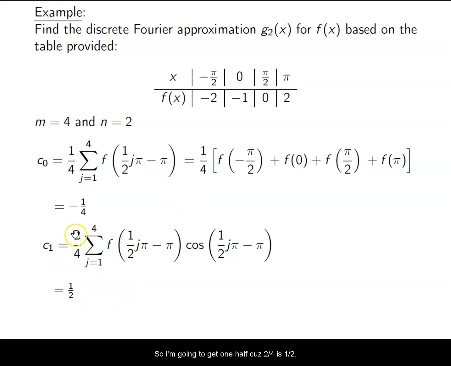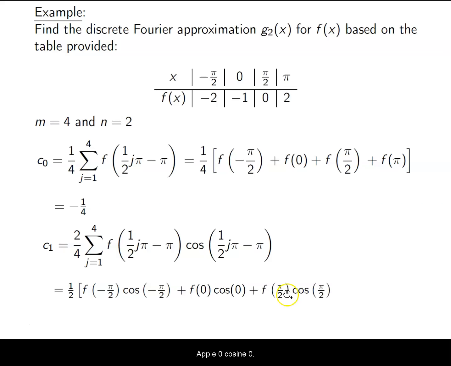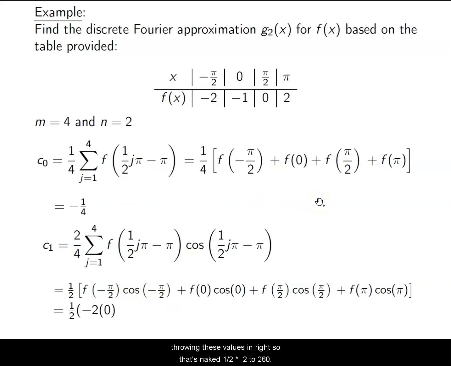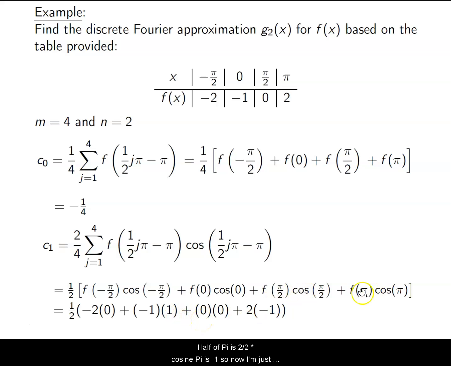So it's nice because they're identical, right? So I'm going to get 1/2 because 2/4 is 1/2 times f of negative pi over 2 cosine negative pi over 2, f of 0 cosine 0, f of pi over 2 cosine pi over 2, f of pi cosine pi. So I'm just throwing these values in, right? So that's negative 1/2 times negative 2, this is 0, right? Times negative 1, cosine of 0 is 1. Okay, both of these are 0. F of pi is 2. Cosine of pi is negative 1. So now I'm just going to calculate these values. It's 1/2 times 0, 0, negative 1, negative 2. So that's a negative 3/2.